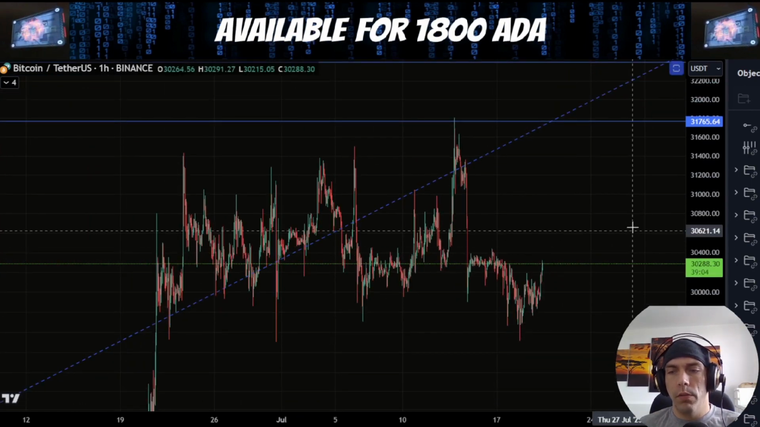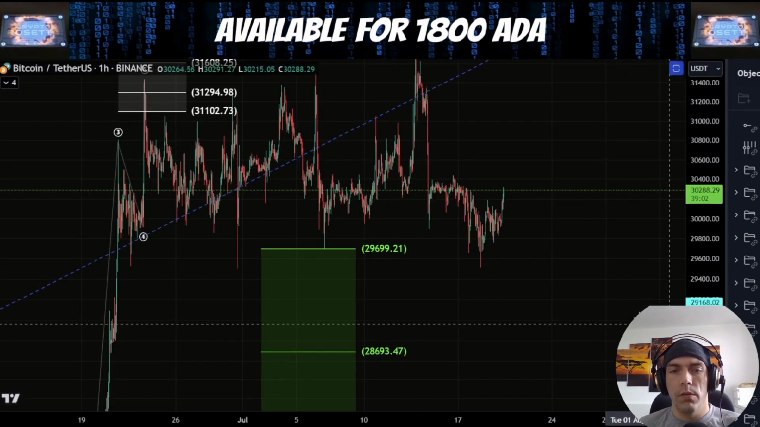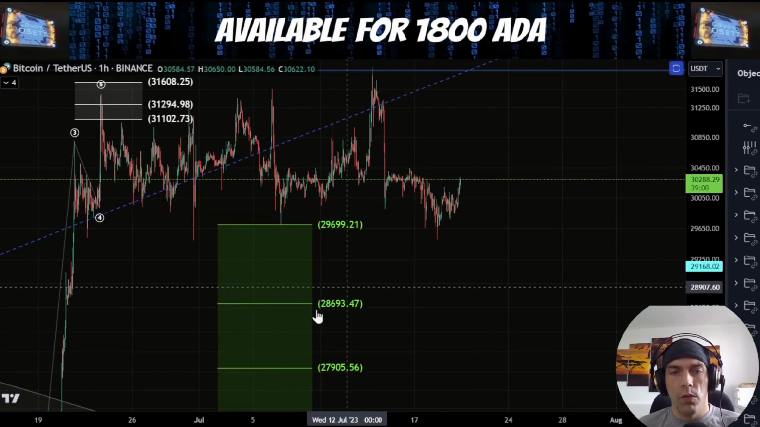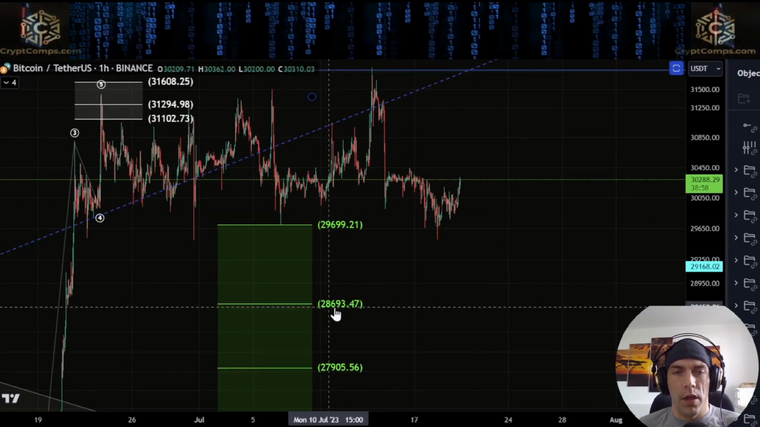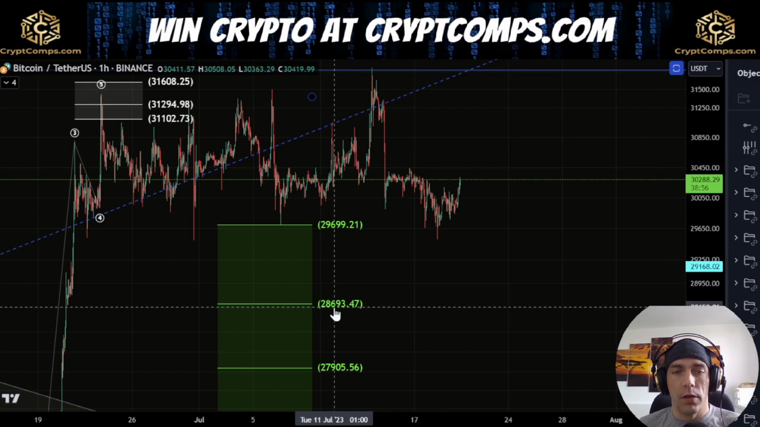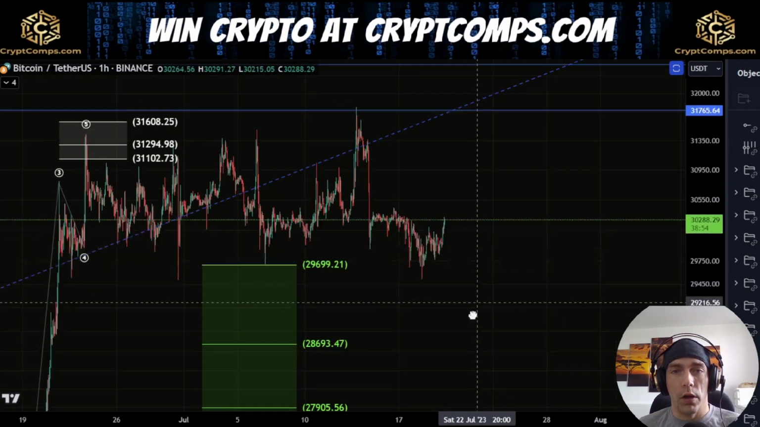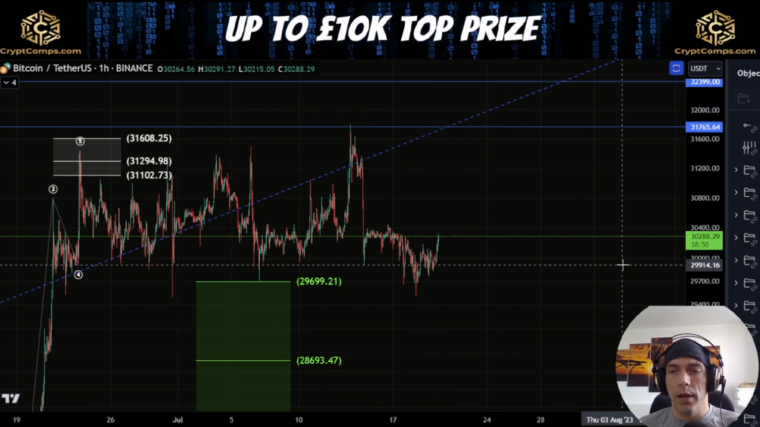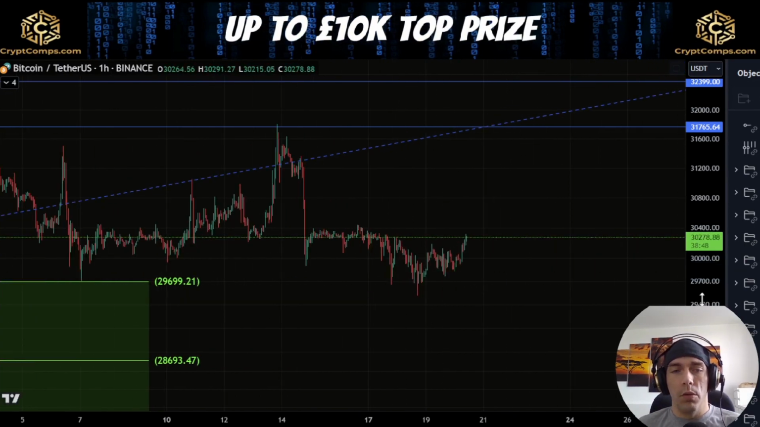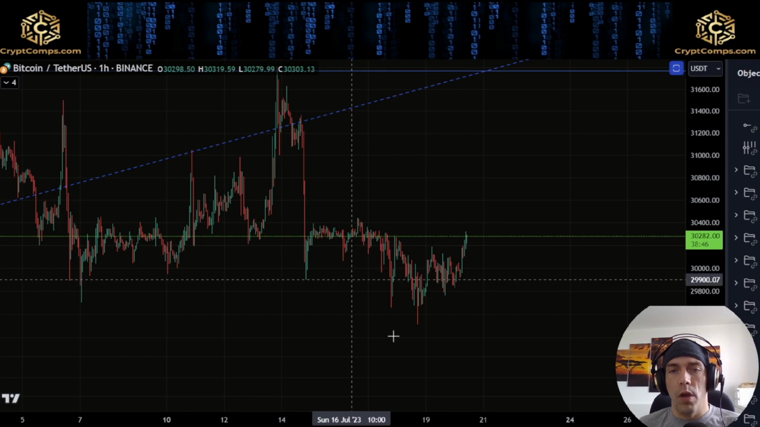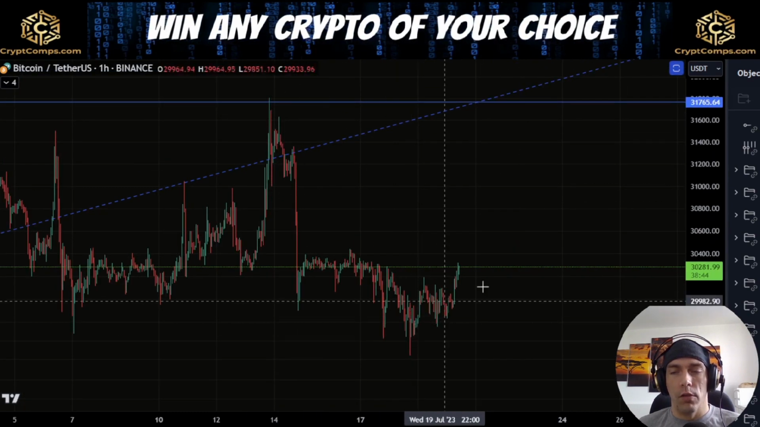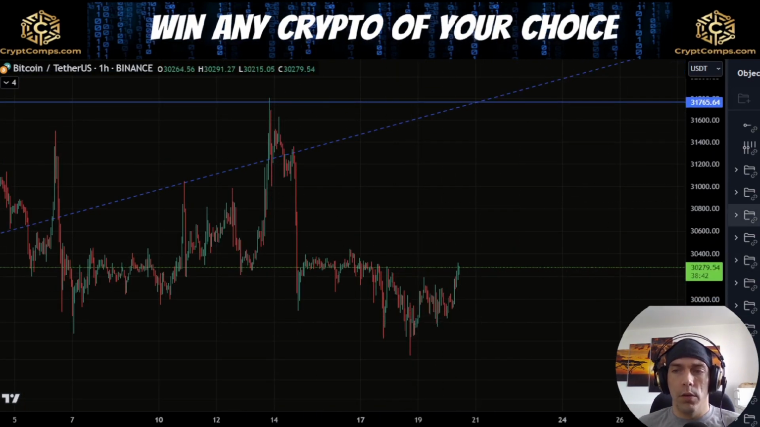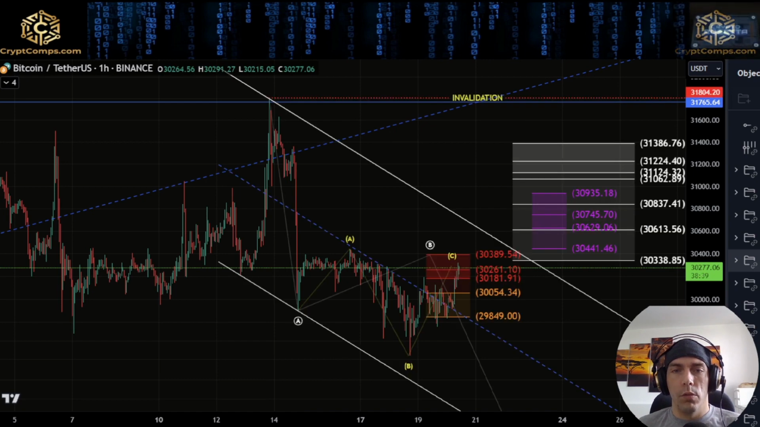Effectively, what we are looking for in the bigger picture is still the potential to see another move down, looking towards this 0.382 at 28,693 as a possible target. There is a potential that we could also complete here and break away, and we're going to go over that as well. But what I'm looking for at the moment is more evidence that this is actually going to play out.